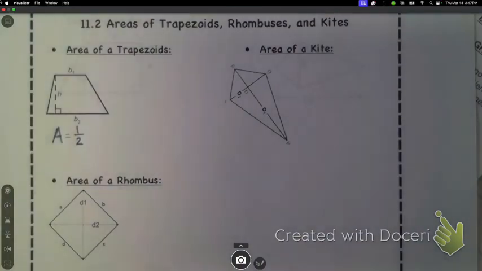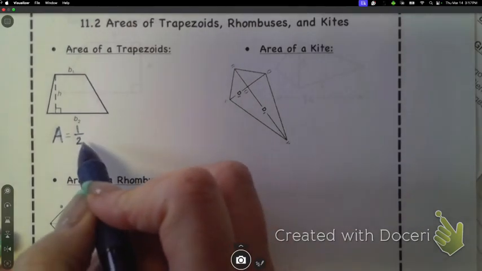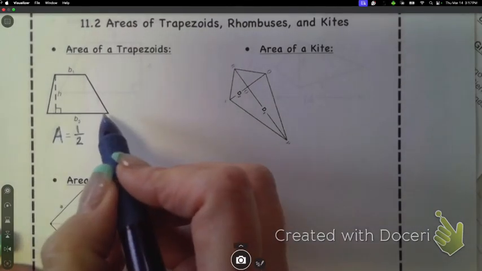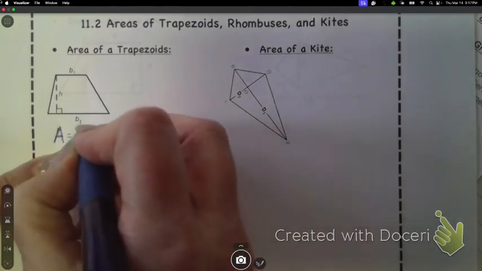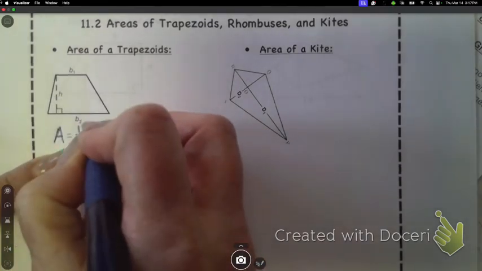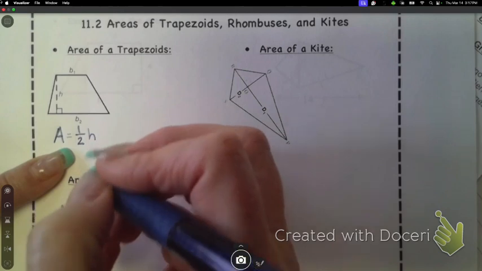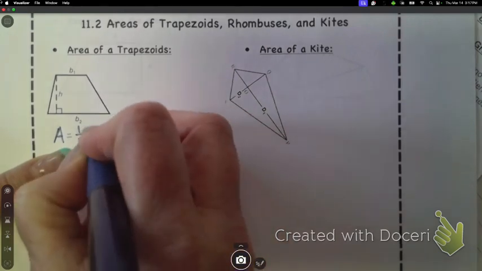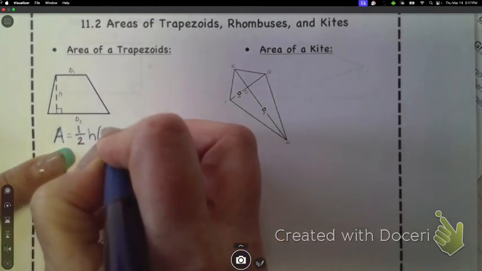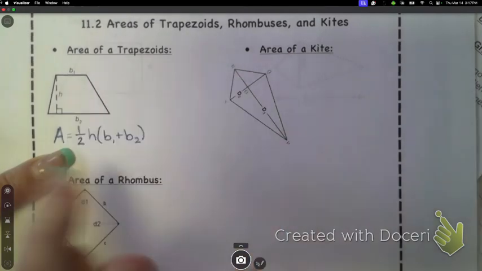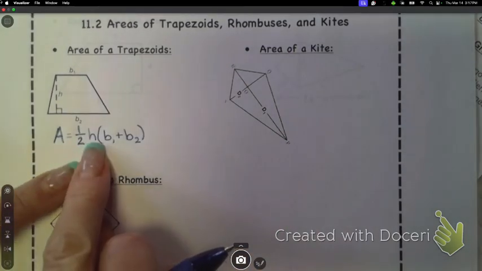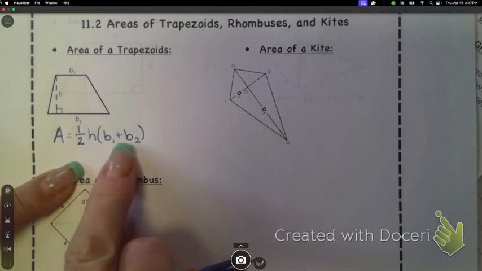Thank you. Okay, so I have 1/2, and we're going to remember because we have triangles involved, yes? And if we have that, then we need a height, don't we? So times height. But the problem is we don't have one base, we have how many? 2. So we're going to take both bases and add them. So I have 1/2 height times base 1 plus base 2.